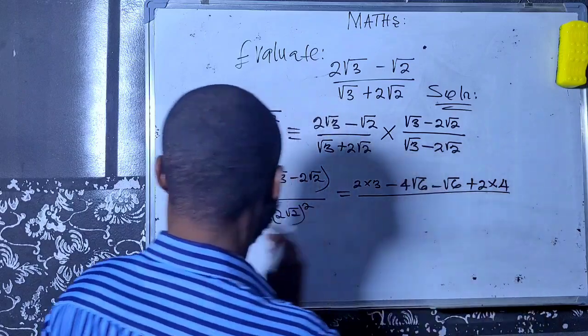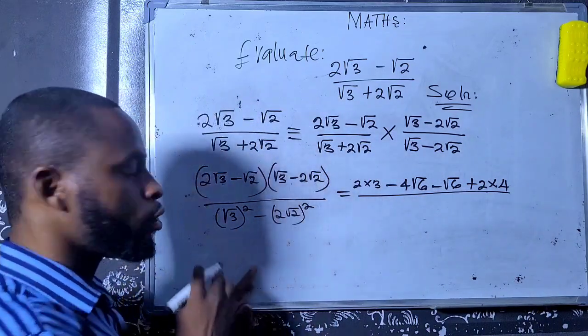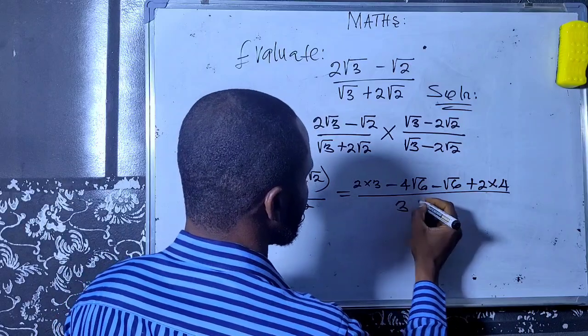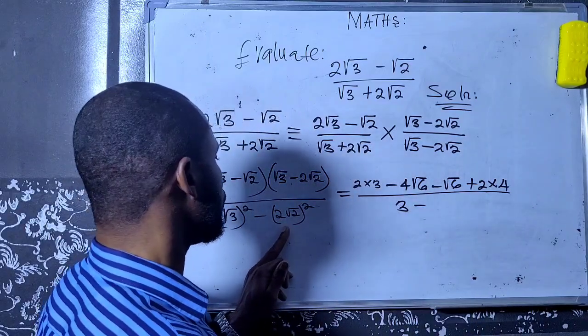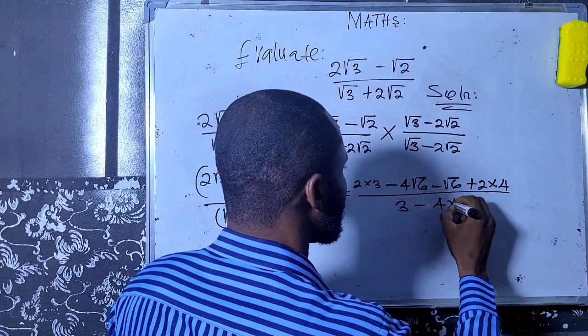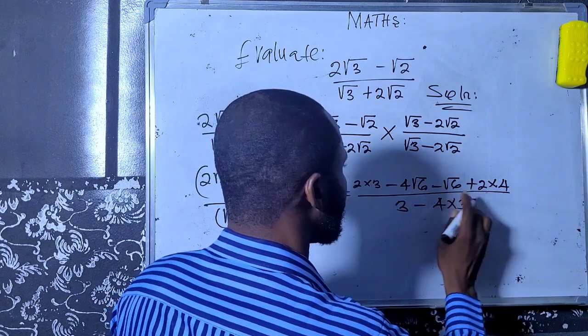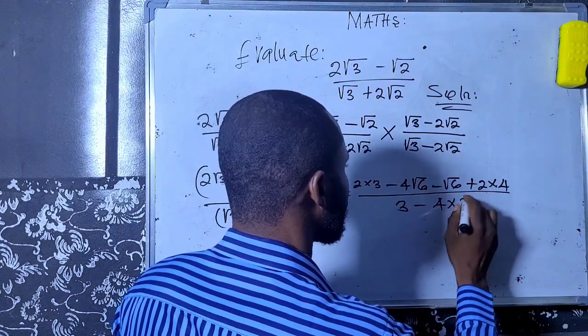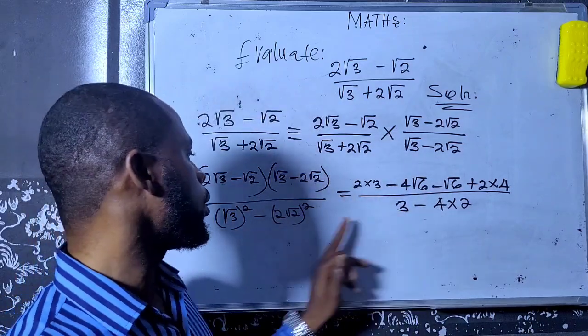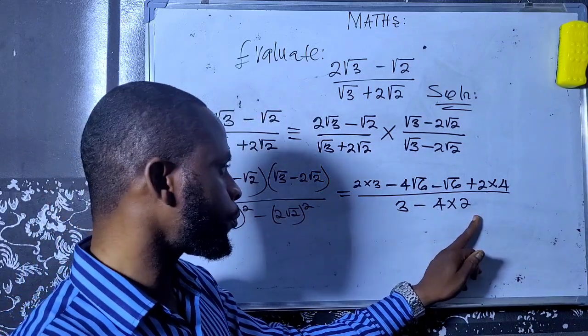Then divided by this root 3 squared, that will give us 3, minus 2 root 2 squared, that will give us 4 multiplied by 2, because 2 squared will give us 4, then root 2 squared will give us 2.